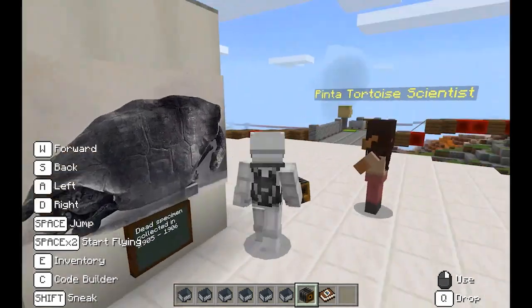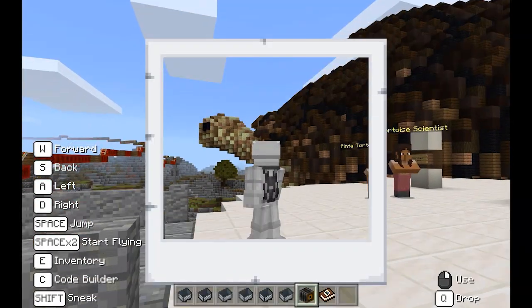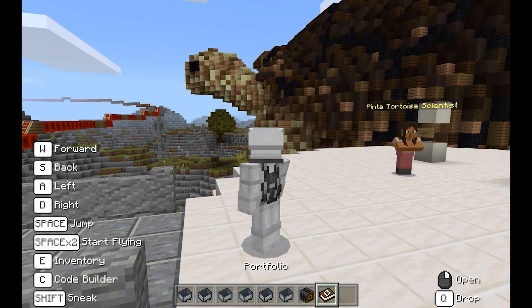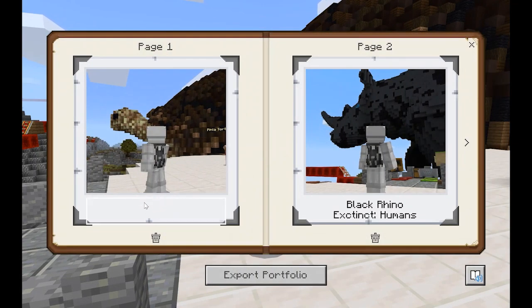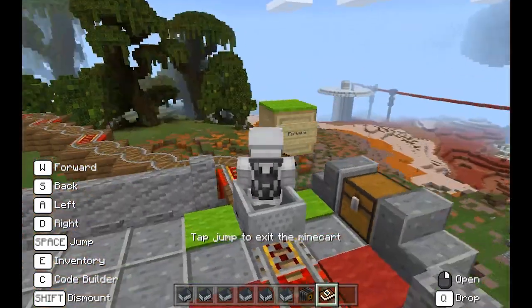Oh, that one is a dead specimen. Alright, let's take a picture of this one. And stick it in our portfolio. Let's see. Pinta tortoise. I almost always spell tortoise wrong. And that was, again, we'll just say humans. Hunting and bringing new animals in that ate up too much of the habitat.